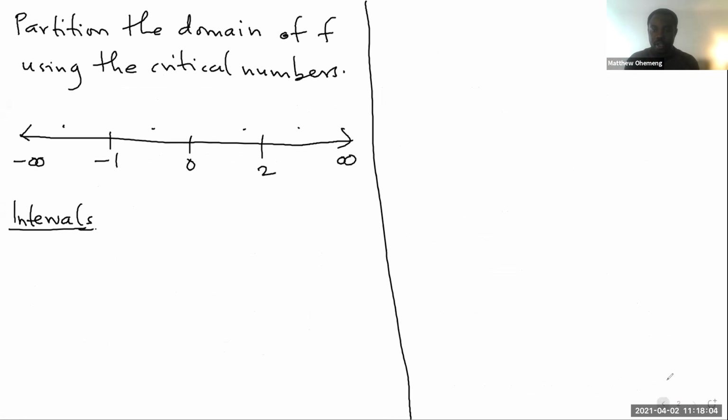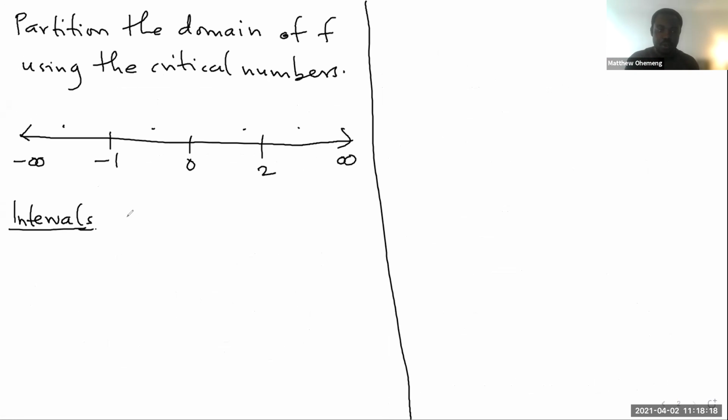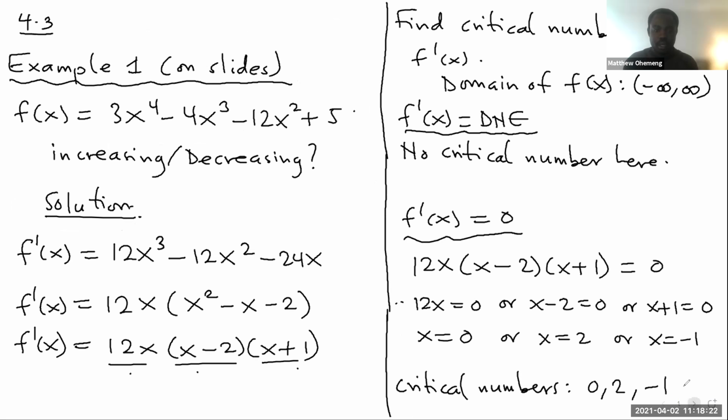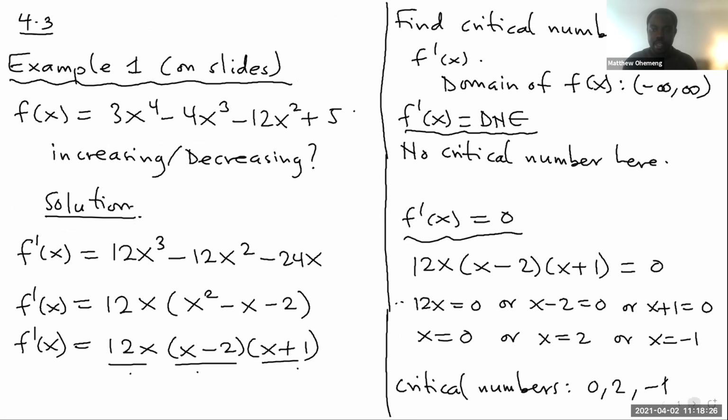What we know is f prime is this function. It's made up of 3 factors. So now all that I'm going to do is create a table and check the signs for these 3 factors, right? The first factor is 12x. The next one is x minus 2. The next one is x plus 1.